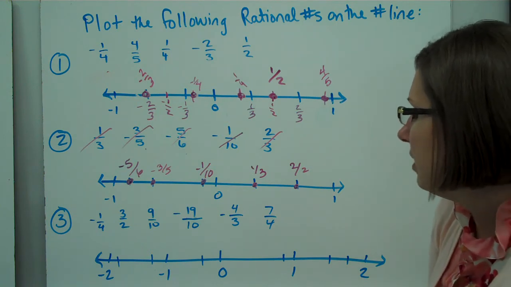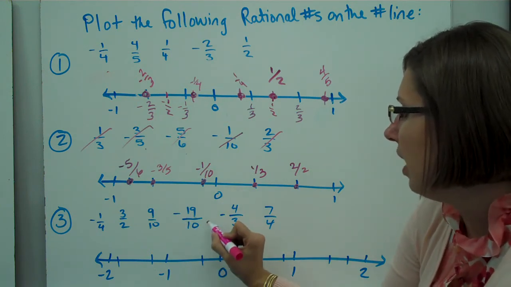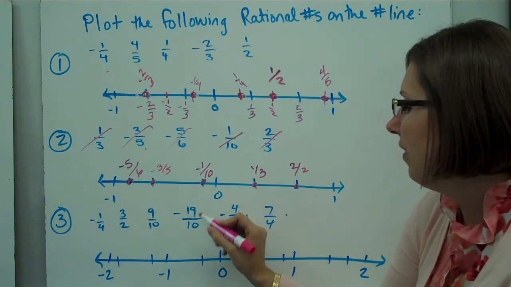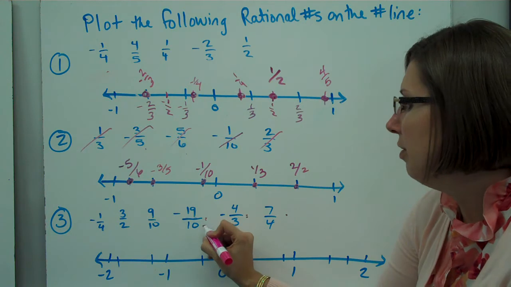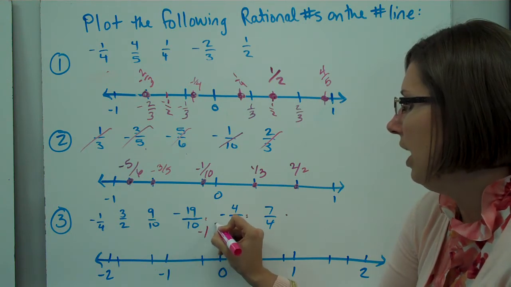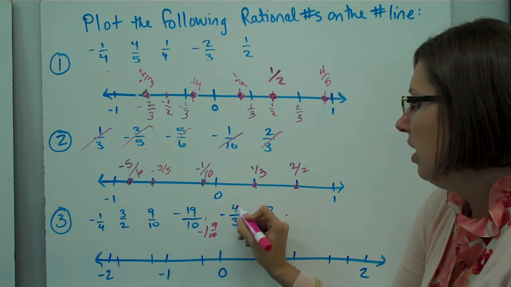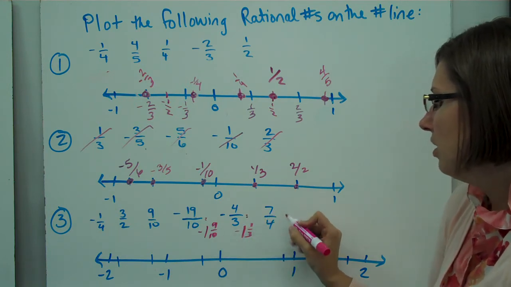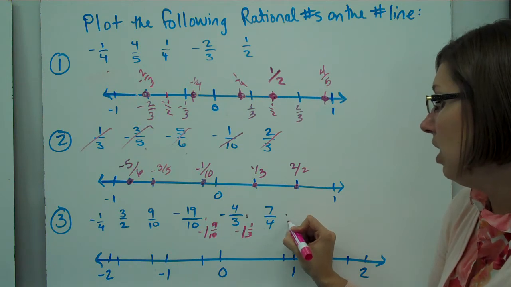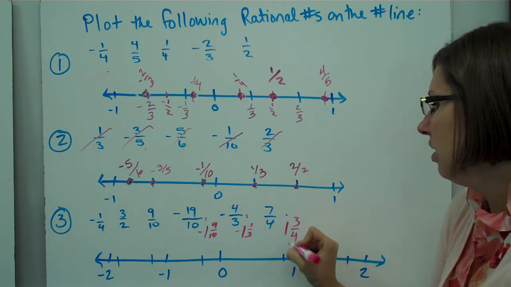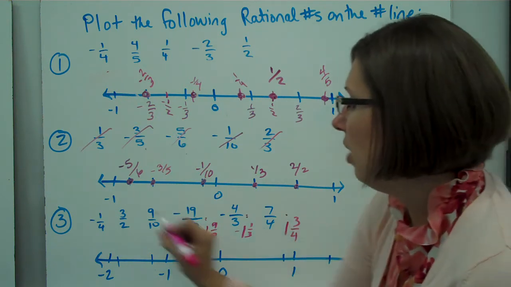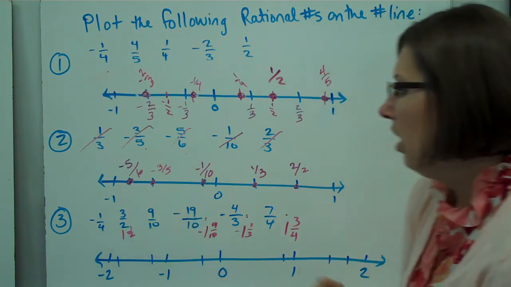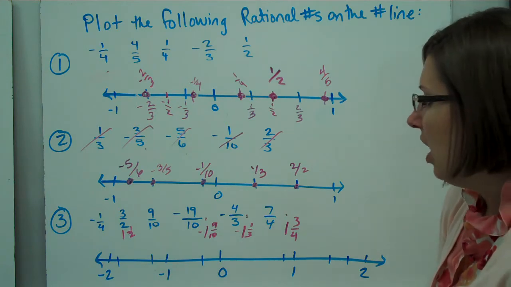All right, looks like we've got some negatives, some positives, and then I've got some improper fractions over here. So if I'm going to simplify this, this would be -1 and 9/10. -4/3 would be -1 and 1/3. +7/4 would be 1 and 3/4. Oh, I've got 3 halves. That's 1 1/2. All right, so let's knock this out.